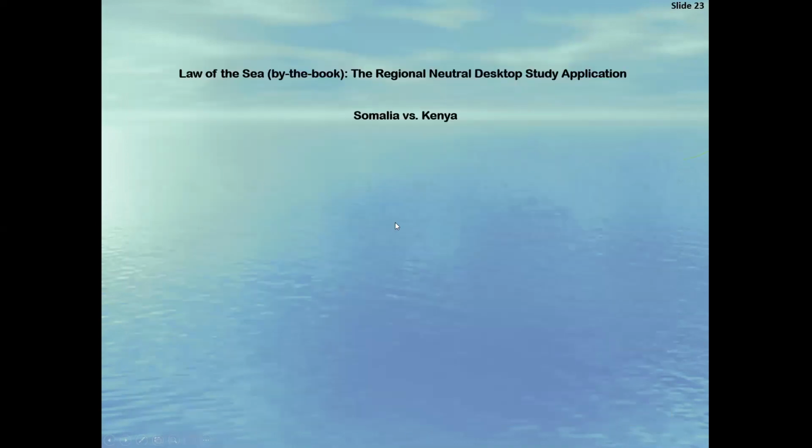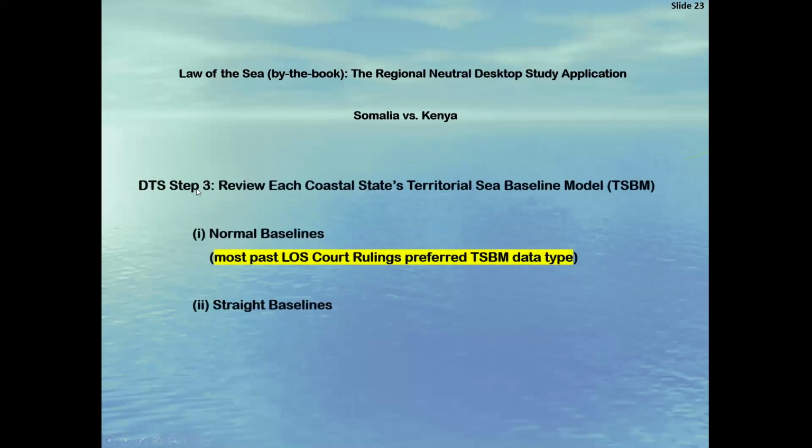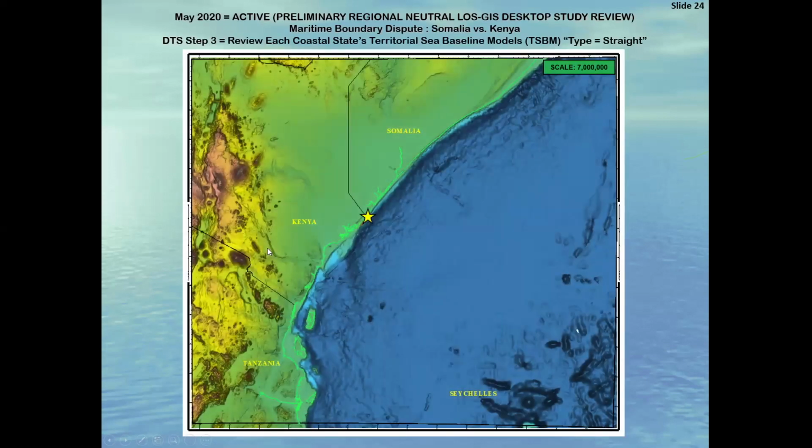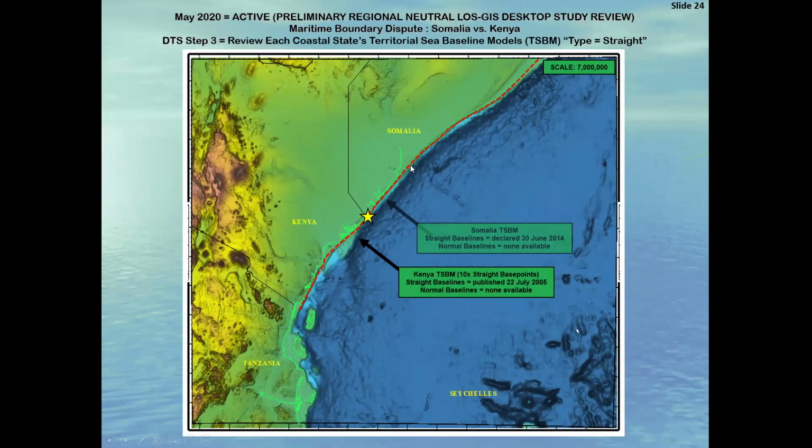Okay, moving on to the next step. Desktop study 3: review each coastal state's territorial sea baseline model. Now, straight baselines and normal baselines. We're going to begin looking at straight, but I do have to stress that the courts really do prefer normal baselines. This red line shows Kenya's straight baseline, published on July 22nd, 2005. Here, on June 30th, 2014, is Somalia's straight baseline. Peter and I had to reverse engineer it because they didn't actually publish the individual points. They gave us the 200-mile limit, so we had to reverse engineer it.